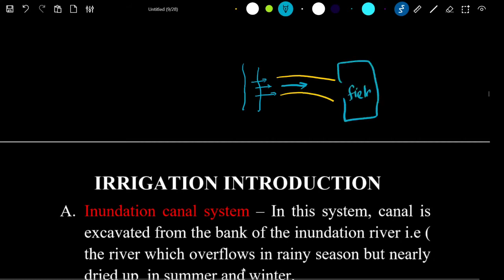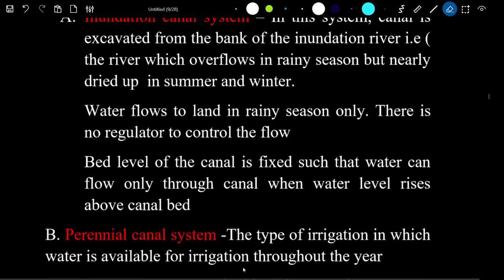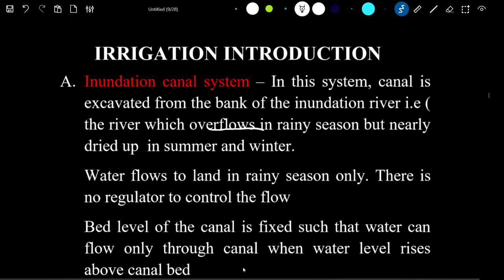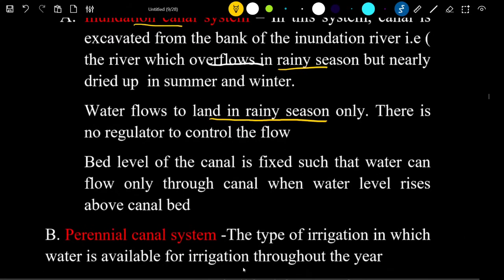So these are temporary canals which will be running only during the rainy season, or when the excess water is available. Here it is told that it overflows in the rainy season, and so water flows to the land in the rainy season, or the inundation canal carries water only in the rainy season, and there will be no regulators to control the flow also. That has to be noted.